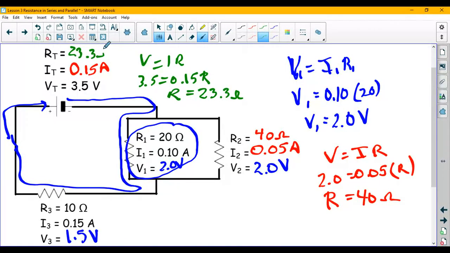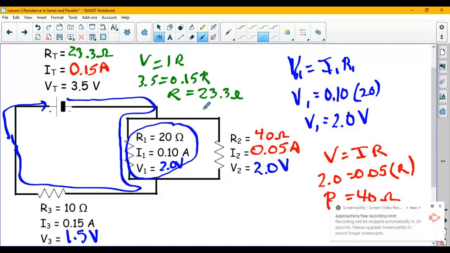So I'm going to call this 23.3 ohms, which is pretty logical because remember these are 20 and 40, but then we'd have to add the 10. You can double check this whole thing if you want to using the resistance equations 1 over 20 plus 1 over 40, and then find the answer and then add the 10, and you should get 23.3.